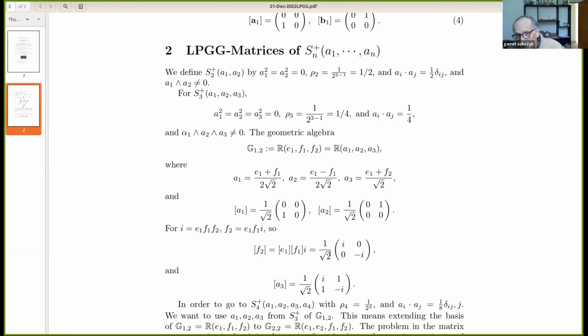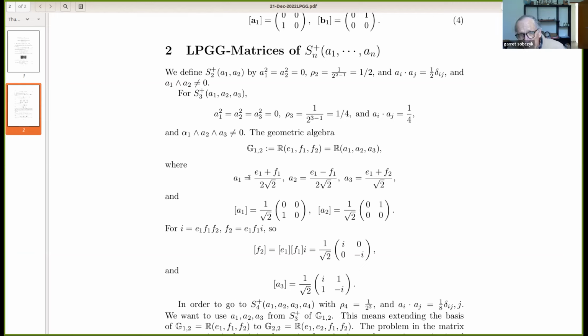If you check that, square this thing, you'll find that we get 1/2, and then we have minus the identity matrix. Okay, i squared is equal to -1, minus i squared is equal to -1. So you see that the matrix of F2 squares to minus the identity matrix.